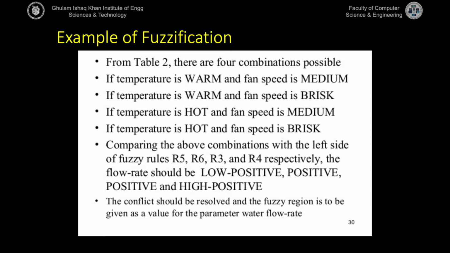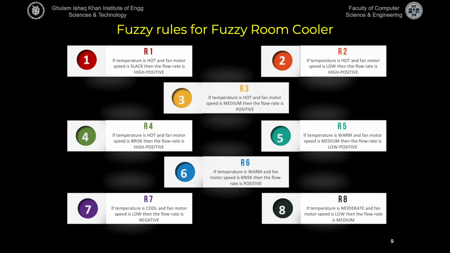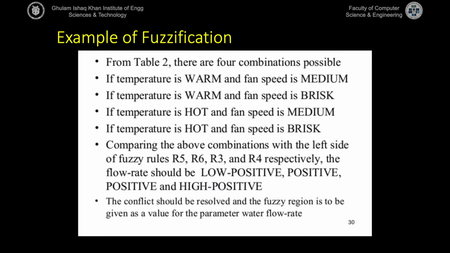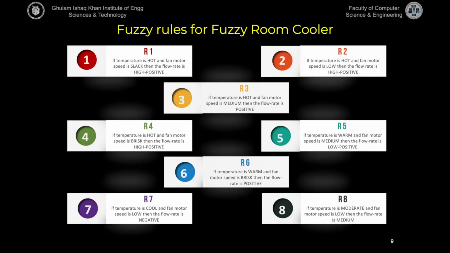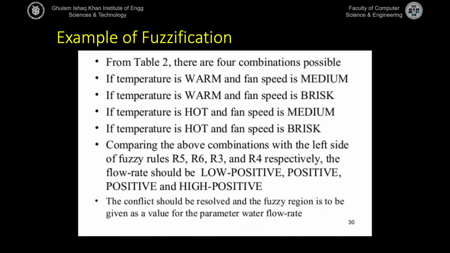So if we compare the above combinations with the left side of fuzzy rules, which are these 8 rules that we have to identify, what you get is if temperature is warm and fan speed is medium. That's the first thing. Let's go back to the rules and see where it is. Temperature is warm and fan motor speed is medium. That is going to be rule number 5. That means the flow rate should be low positive. That means you're going to go for low positive by rule 5.